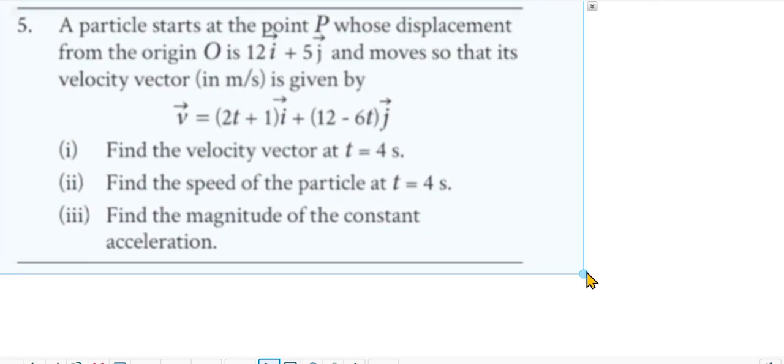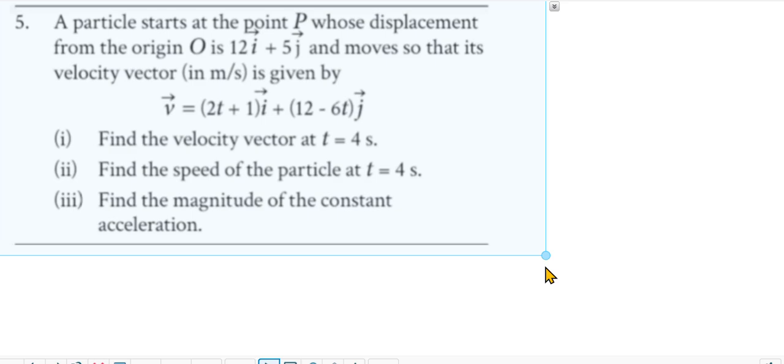Now, a particle starts at point P whose displacement from the origin is 12i plus 5j and moves so that the velocity in meters per second is given by the following. Find the velocity vector at t equals 4. Well, that's simple, isn't it?